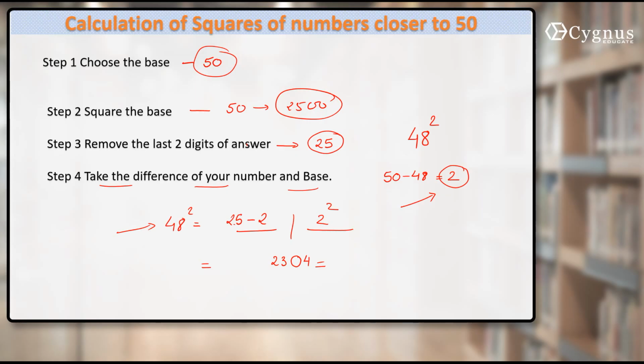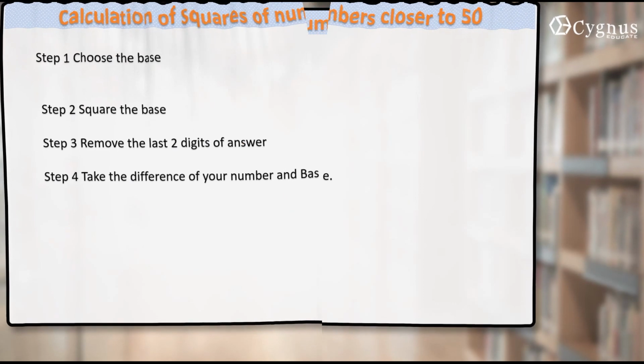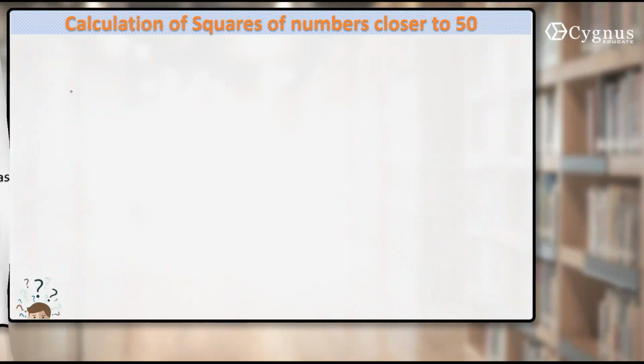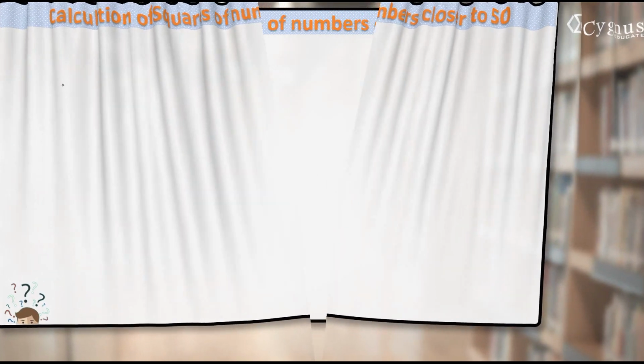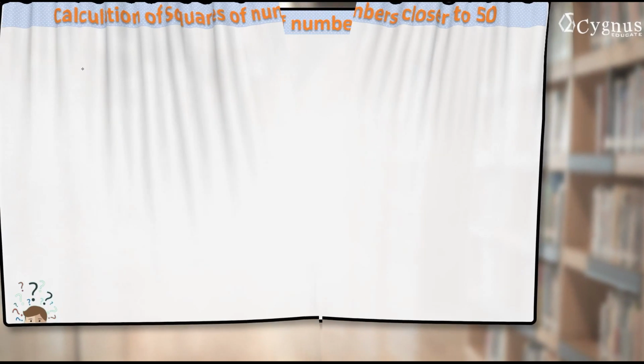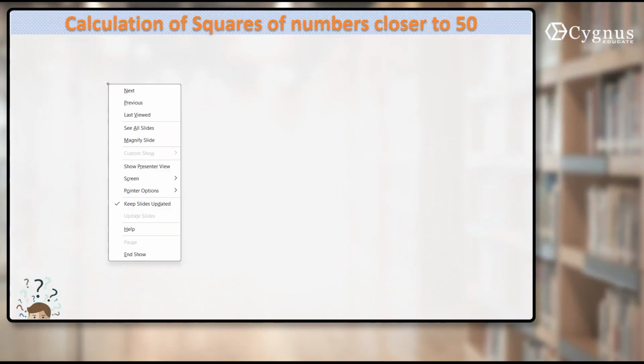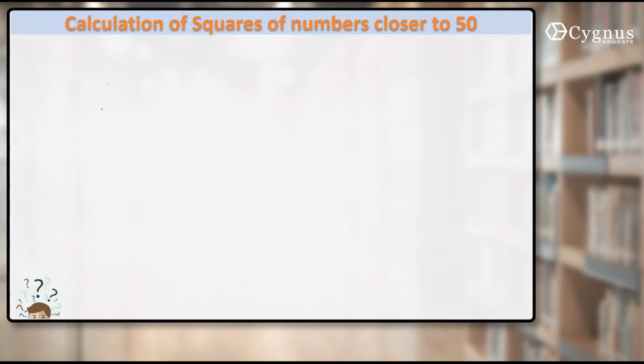Let's look at a few more examples so that this concept becomes very clear to you, and after that you'll be able to find the squares of any number within seconds. Let's look at one more example. Let's say a number is in the range of 40s. Let's take it equal to 42. The number is 42. You want to calculate 42 square.